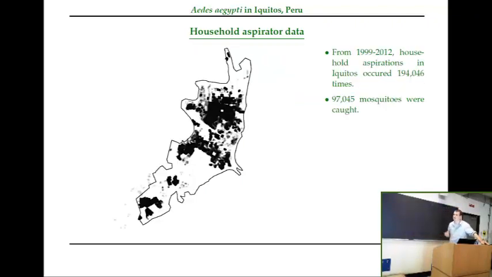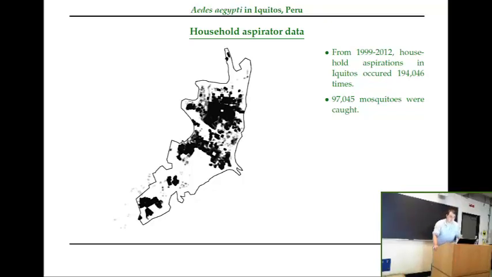So someone will go in essentially with a vacuum cleaner into a house, vacuum up all the corners of the house, and then count the number of mosquitoes that they've actually collected. They'll determine the species of all the mosquitoes, and then they'll count up all the ones that we care about. So here we have 194,046 different household aspirations. The dots are very small. When they clump up, that means there were a lot of observations at the same place. And in these 194,000 collections, only 97,000 mosquitoes were caught.